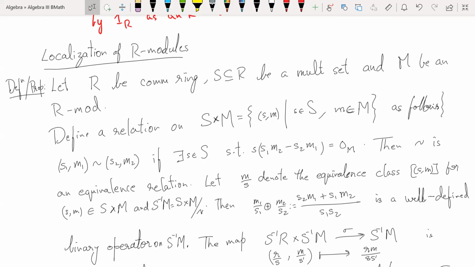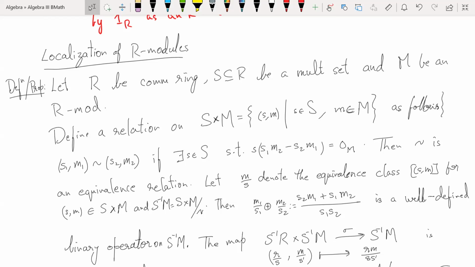Okay, so on S cross M, you define an equivalence similar to S cross R. So you say that (S1, M1) is equivalent to (S2, M2) if there exists S in S such that S1 M2 minus S2 M1 is 0 times this element S on the left.